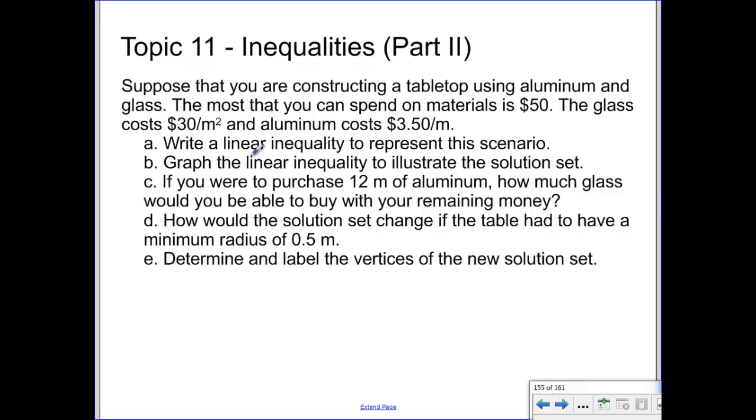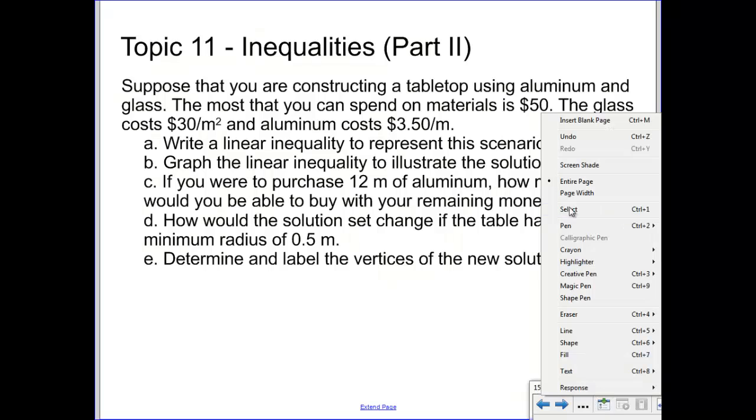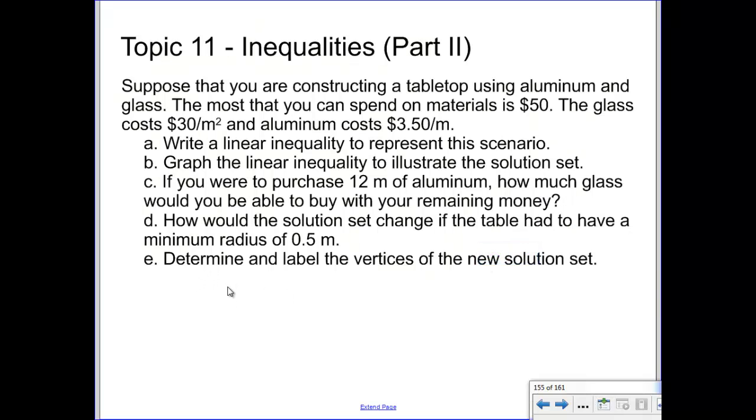Okay. So my first goal here is to write a linear inequality to represent this scenario. Before we do that, though, we have to figure out who x and y are going to be. Oh boy, now this stopped working here. I always have to reboot it every once in a while. And now it's screwed up. All right, starting from the top. First thing we've got to do is figure out who x and y are going to be.